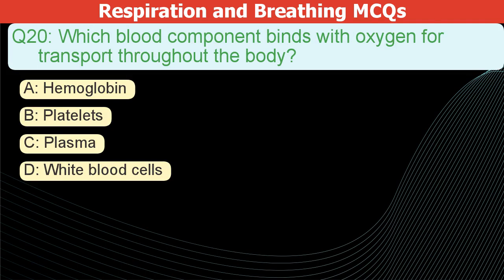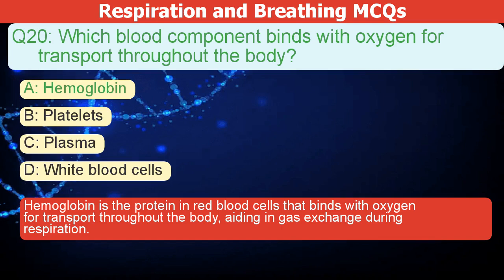Which blood component binds with oxygen for transport throughout the body? A. Hemoglobin. B. Platelets. C. Plasma. D. White blood cells. The correct answer is A. Hemoglobin is the protein in red blood cells that binds with oxygen for transport throughout the body, aiding in gas exchange during respiration.